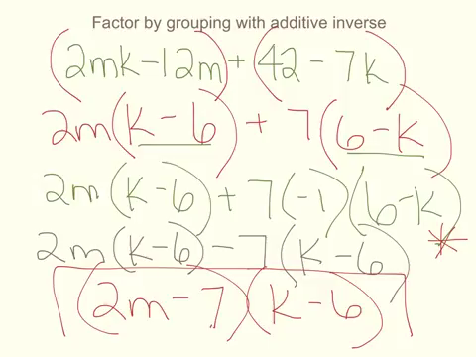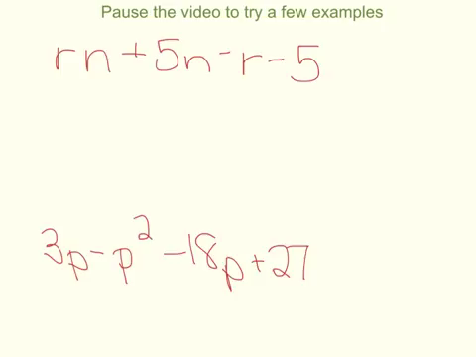Another way to look at this is to also put brackets around here so that you see that it's actually negative 1 distributed in first, and then you multiply by the positive 7, and so positive 7 times negative 1 is negative 7. Pause the video to try a few examples on your own.